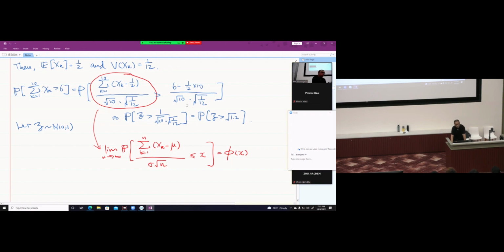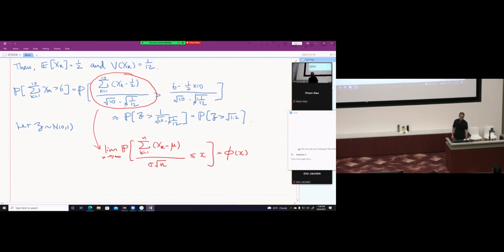Then on the right-hand side, we need to do the same thing. So what do we have? This. And then, as I said, when n is large, this should be close to a standard normal. So we just use a z, a standard normal random variable, to replace that. So this probability should be roughly equal to the probability that z is bigger than this thing. The numerator is 6 minus 5, which is 1. And the denominator actually turns out to be square root of 1.2. So this probability should be close to the probability that a standard normal is bigger than square root of 1/2, right?